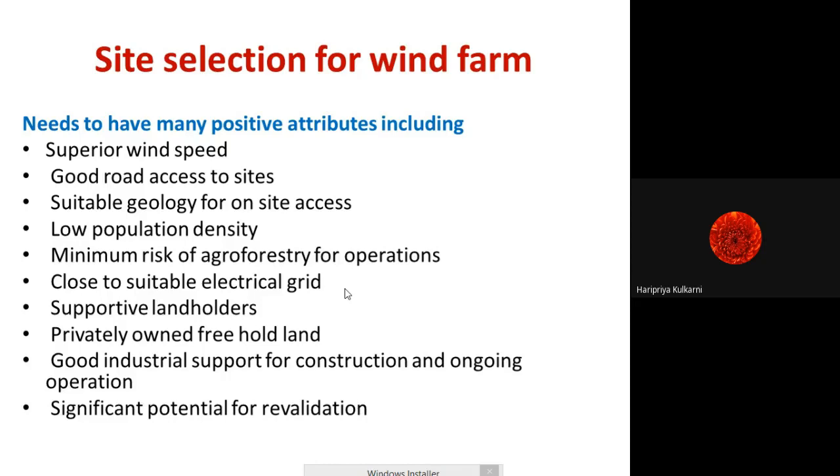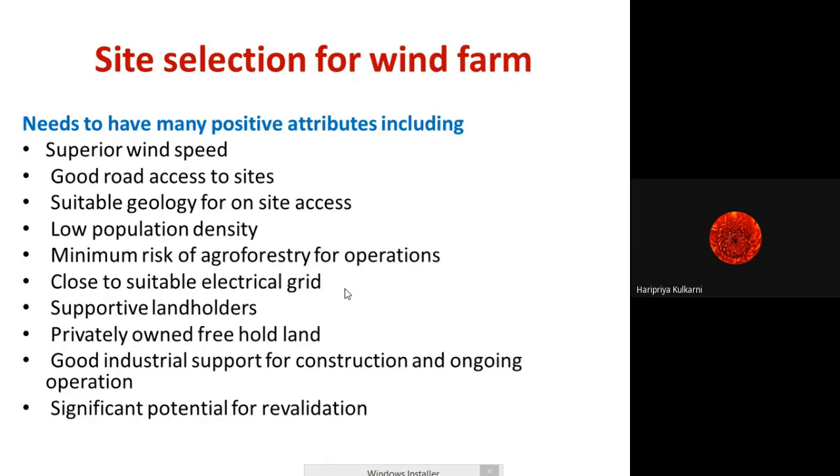Then minimum risk of agroforestry for operations, which we already discussed in my last session. Close to a suitable electrical grid, because we are generally connecting the generated energy to the grid, since a high amount of energy is generated with the help of wind farms. Then supportive landholders, which is an issue while developing a farm, because landowners should be supportive. They should allow the wind farm to be developed.